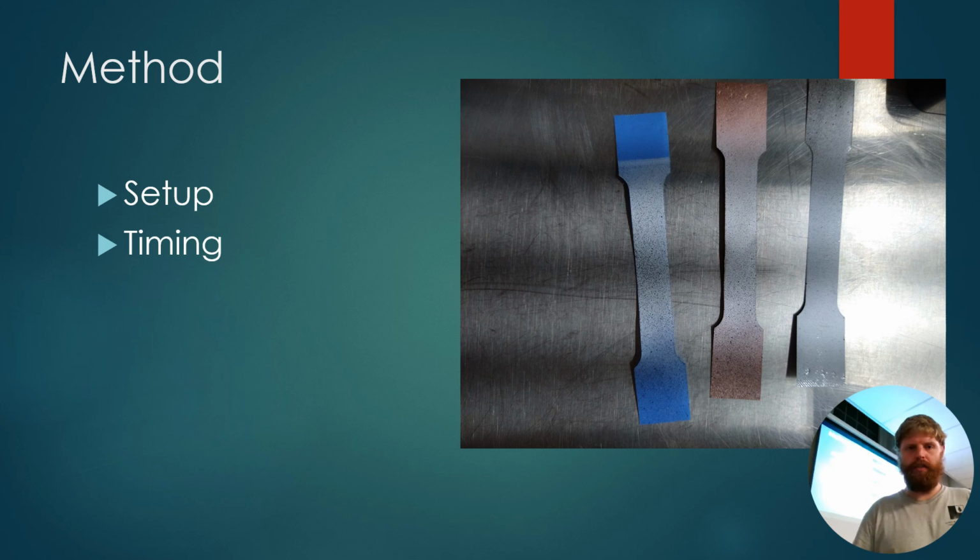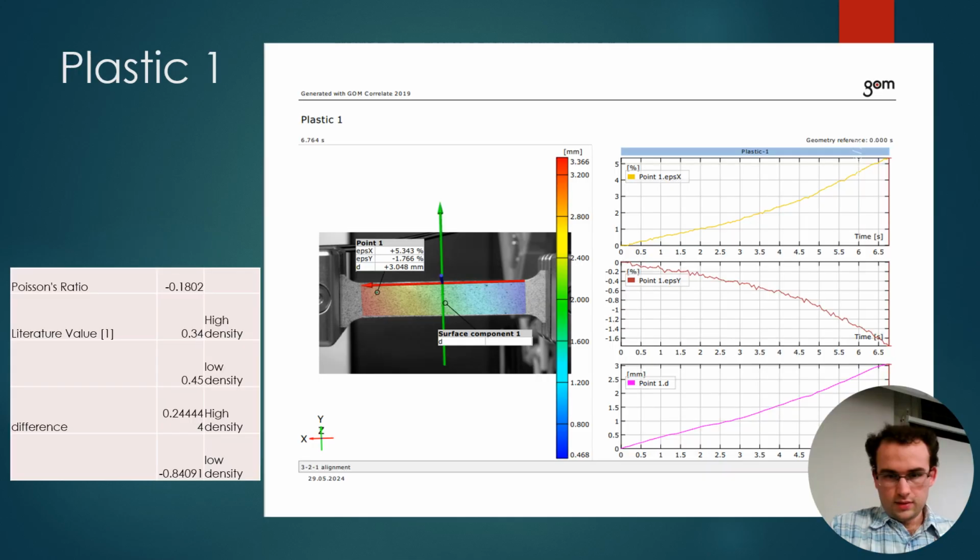To be correlated with the displacement load data. This is our Plastic One data. Here we have our lateral strain in yellow, axial strain in red, and displacement in purple.